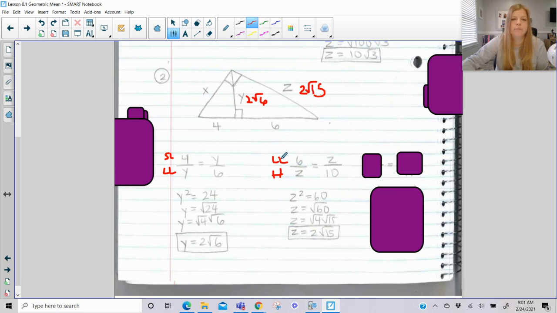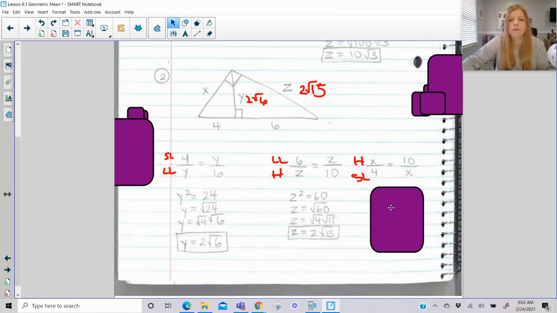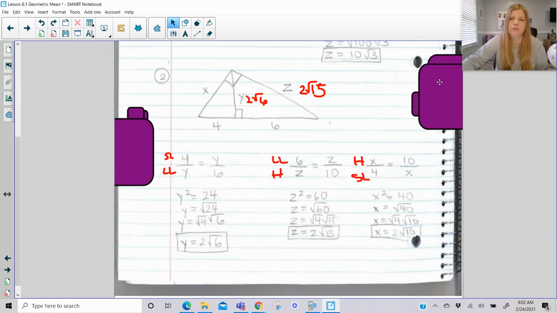And then the last problem, to get x, notice x is a hypotenuse and it's also a short leg. So if I use x as a hypotenuse and as a short leg, and I set up, let's say, x over 4, hypotenuse over short leg. So a hypotenuse of x over a short leg of 4 is equal to the entire hypotenuse of the big triangle 10 over that short leg x. Cross multiply, and we end up getting 2 radical 10.